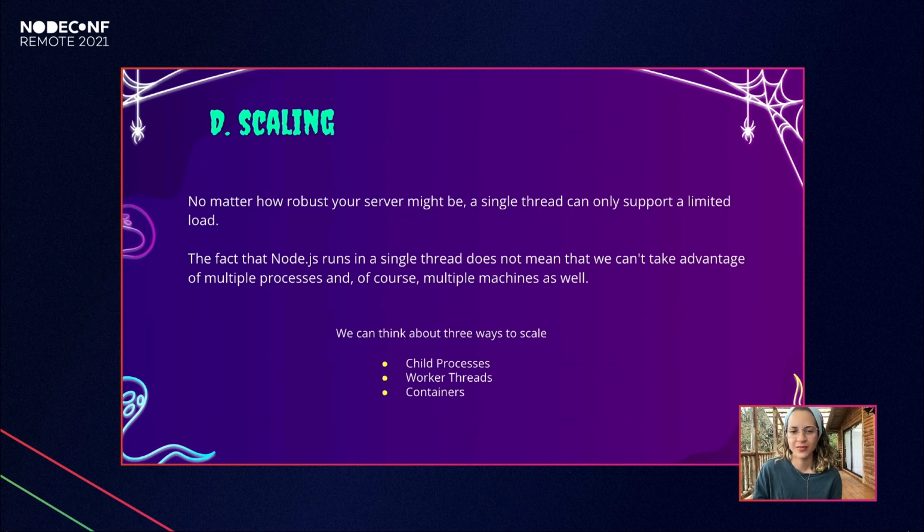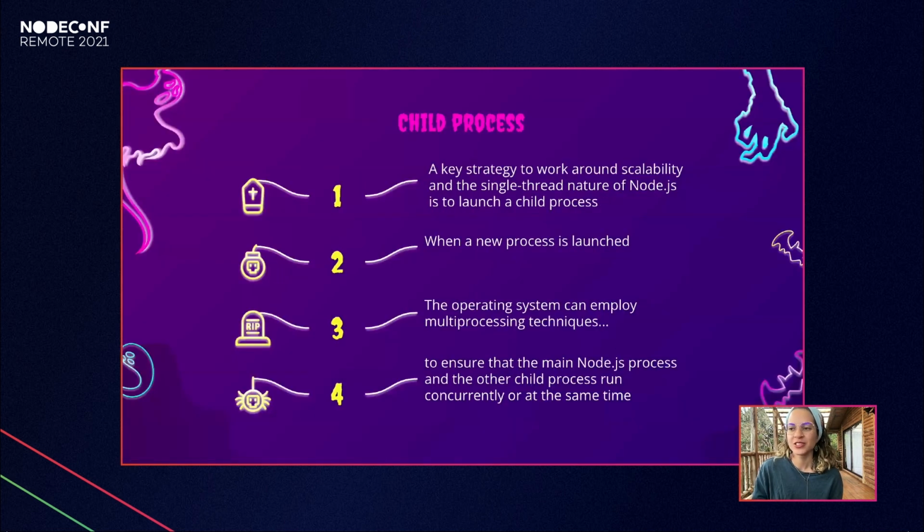So, child processes. A key strategy to work around scalability and the single-thread nature of Node.js is to launch a child process, or a process created by another process, when faced with a long-running task. When a new process is launched, the operating system can employ multi-processing techniques to ensure that the main Node.js process and the other child processes run concurrently, or at the same time.